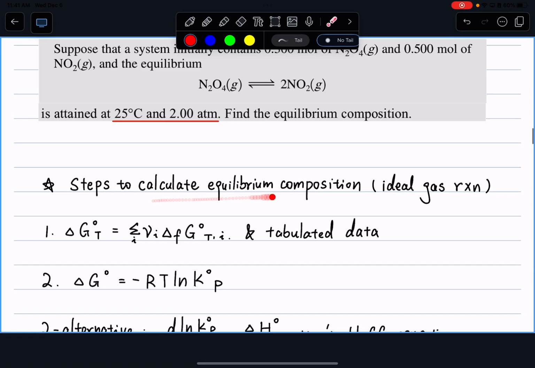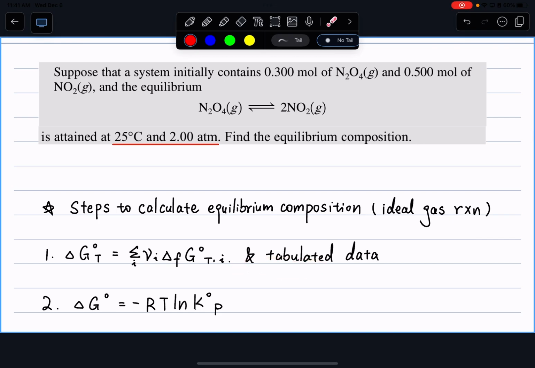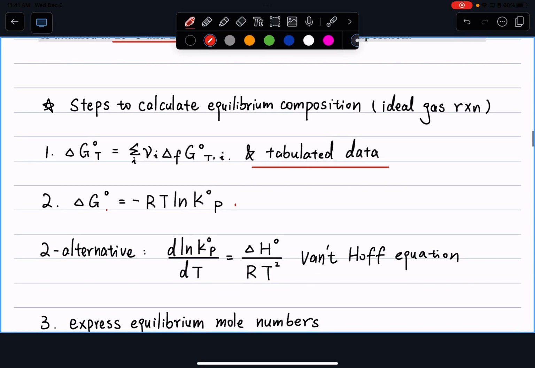Now, the first step is to calculate our delta G of the reaction. You can find that using our thermodynamic table. Use your delta G naught, the Gibbs free energy of the reaction we calculated, to translate that into the equilibrium constant Kp naught. Now, with equilibrium constant Kp naught, it depends on the actual question.